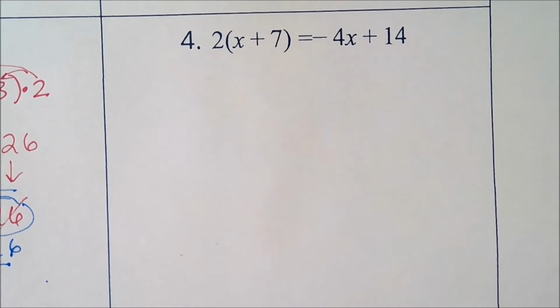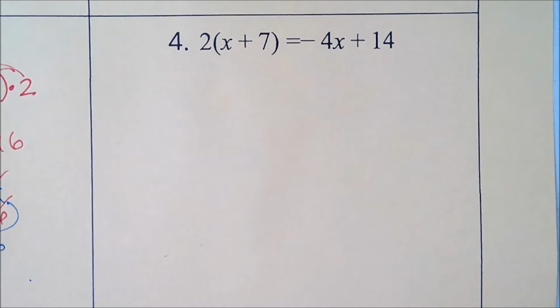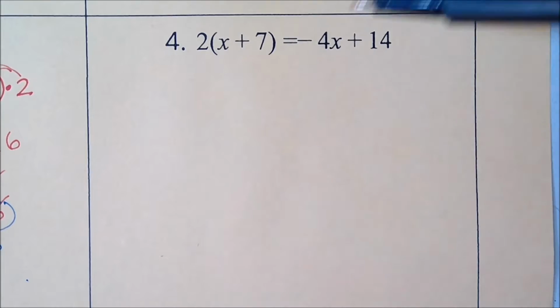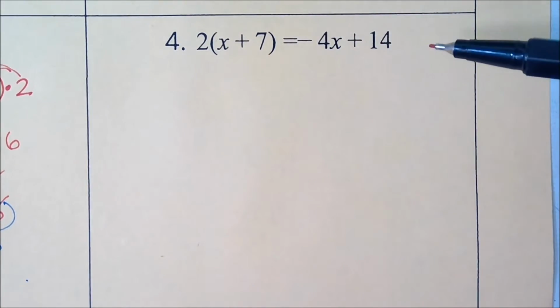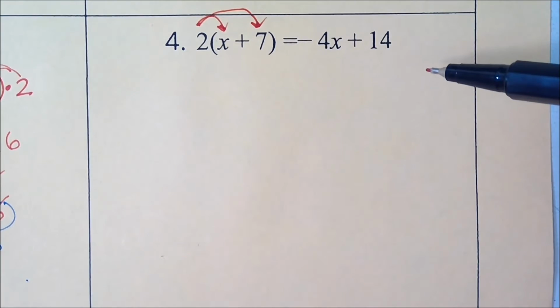All right, last one, number 4. So for a problem like number 4, again, we have options. Option 1 would be to simplify each side. So we could start out distributing.